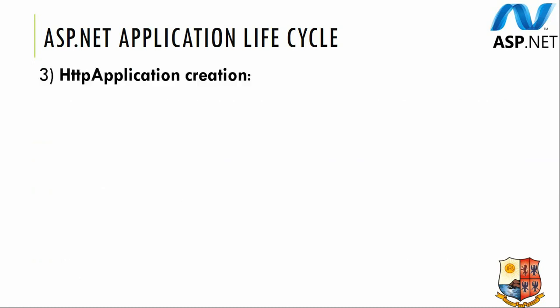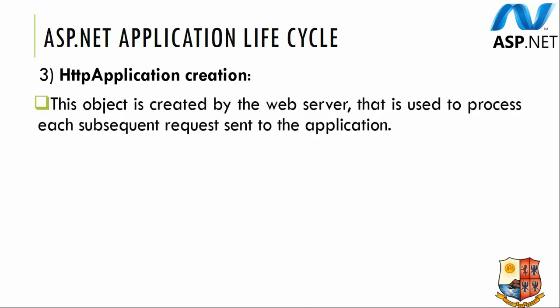Third phase, application creation: HTTP application. Please note that it is a class name, HttpApplication, capital H, capital A. It's a class name which is getting created. You cannot actually create a class, since the class is already there, so what am I basically creating? I'm creating an object. This object is created by the web server and is used to process subsequent requests sent to that same application. Here it's a little bit tricky to follow. For every application, there is one HTTP application object. I hope you follow. This object is created by the web server and is used to process each and every following request.